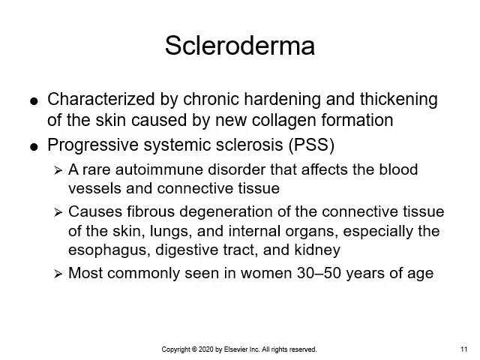Systemic diseases. Connective tissue collagen vascular disease. Scleroderma. Scleroderma is characterized by chronic hardening and thickening of the skin caused by new collagen formation. It may occur in a localized form or as a systemic disorder called systemic sclerosis. Progressive systemic sclerosis is a relatively rare autoimmune disorder that affects the blood vessels and connective tissue. It causes fibrous degeneration of the connective tissue of the skin, lungs, and internal organs, especially the esophagus, digestive tract, and kidney.